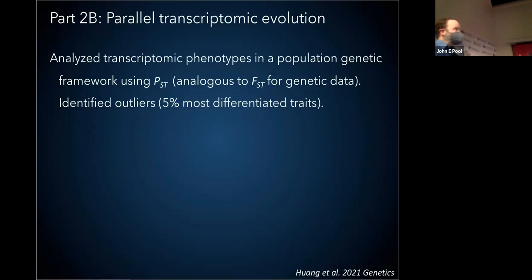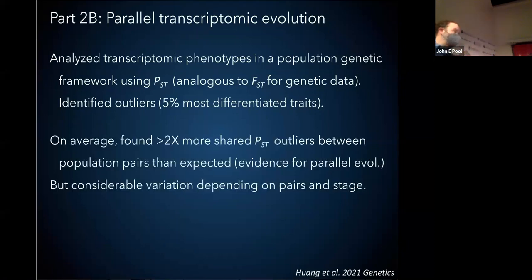And so we took the 5% tail there, which is pretty generous, but we're not necessarily counting on every one of those being a true positive target of adaptive regulatory evolution. What we're going for here is just to have a decently sized group of outliers that are strongly enriched for targets of real natural selection.